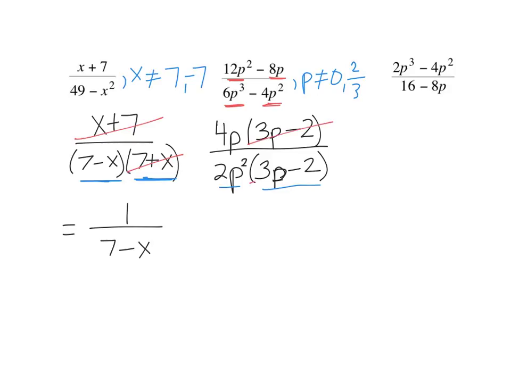3p minus 2. So that can cross off. What else could I divide by? I could also divide by 2p. So I'm going to divide by 2p and divide by 2p. If I do that, I get 2 on top, because 4p divided by 2p is 2. And on the bottom, I get what? Just p. That's right. Okay, because 2p squared divided by 2p is just p. So this simplifies all the way down to 2 over p.